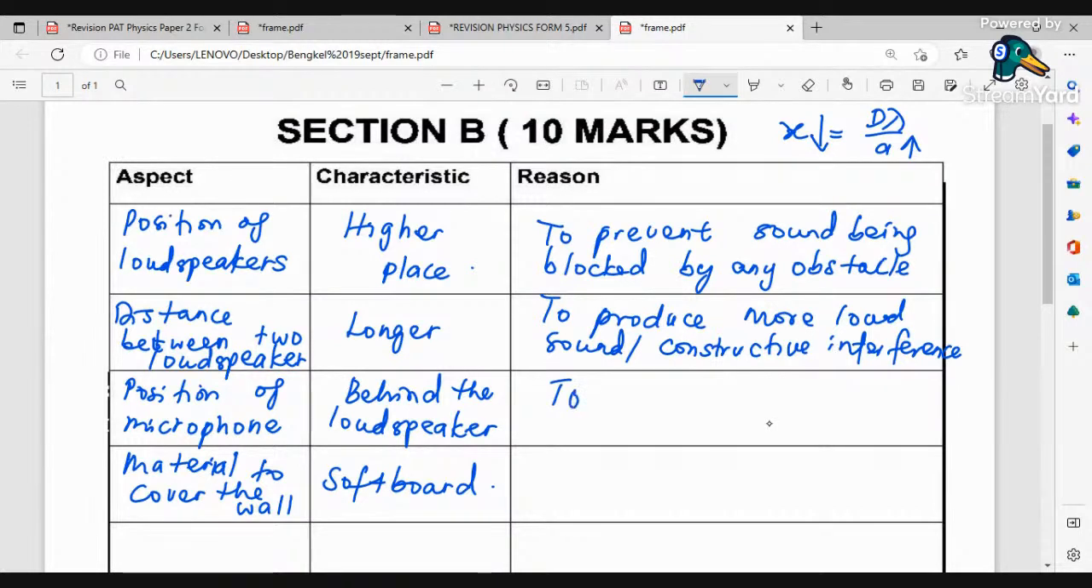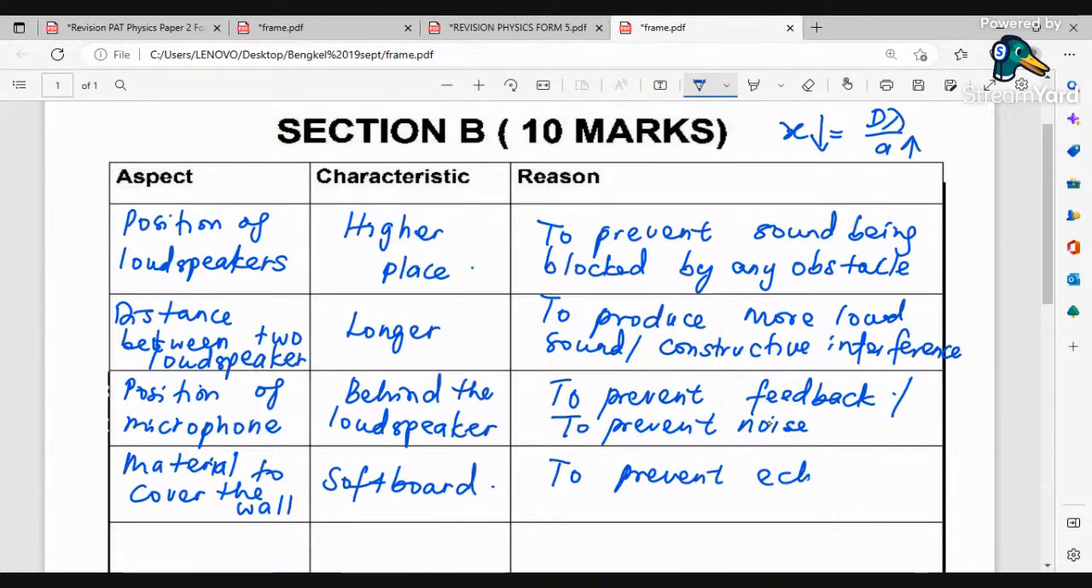to prevent feedback. The sound feedback, keluar masuk balik. Means sound comes out from the speaker and gets into the microphone again, so it will produce noise sound. Okay, to prevent noise ataupun interruption of sound. Okay, and then softboard to prevent echo or reflection of sound.